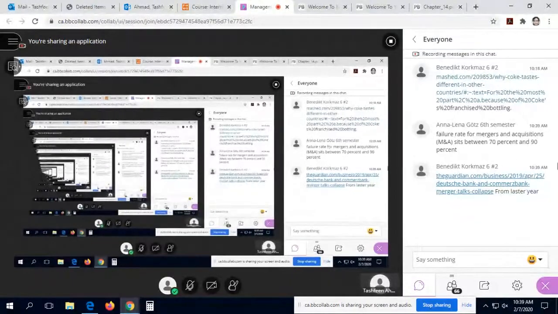Anna is telling us, please look at this in your chat. Failure rate for mergers and acquisitions sit between 70% and 90%. My God. What is left? 70 to 90% of mergers and acquisitions are failing. Look into that. Just take a moment.